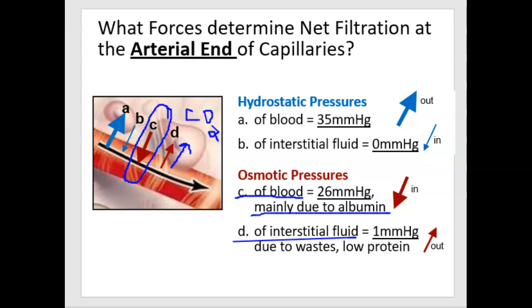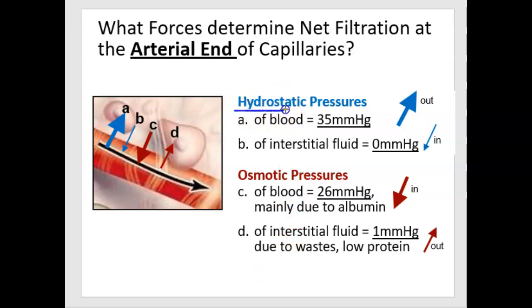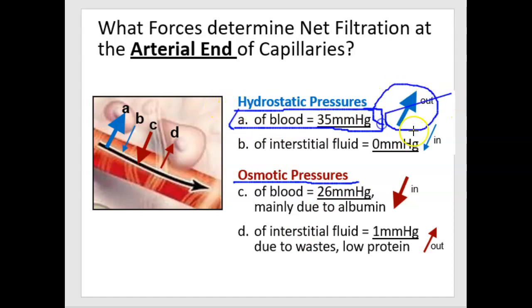So that has a very small osmotic force, but it would draw some water out of the capillary bed. So what we see is that there are two forces that play a role in water movement: hydrostatic forces, forces of fluid, and osmotic forces, which are due to solutes. At the arterial end, the biggest players are blood pressure, which is a hydrostatic pressure, an outward pressure, and osmotic pressure of the blood, because there are these large proteins in there, and that's an inward pressure.